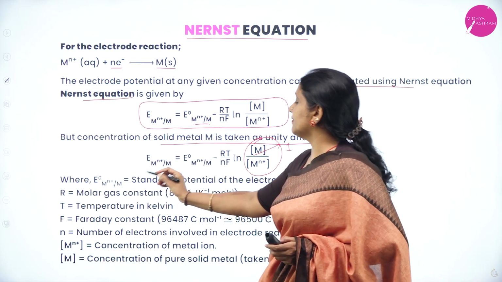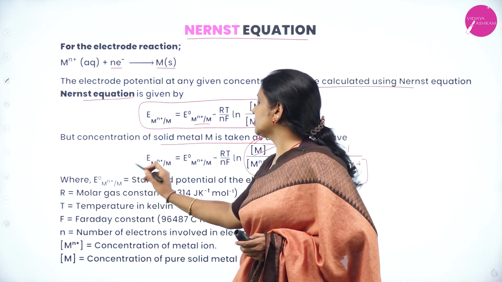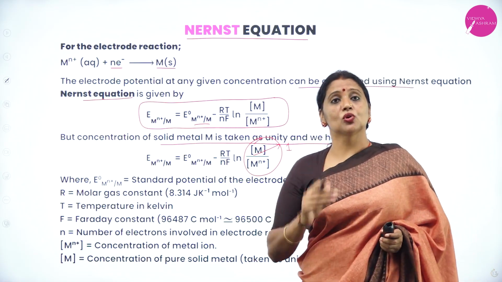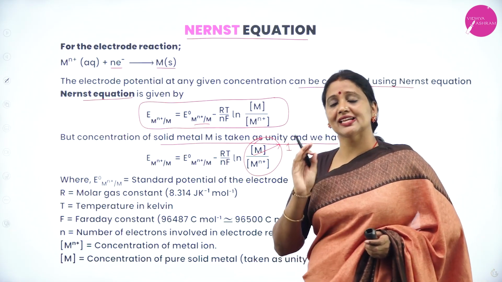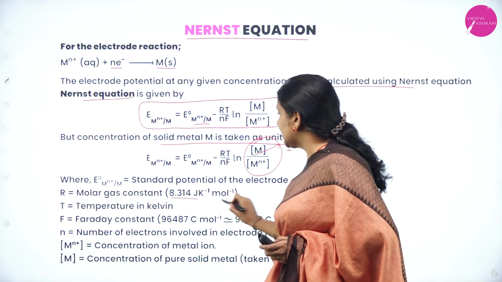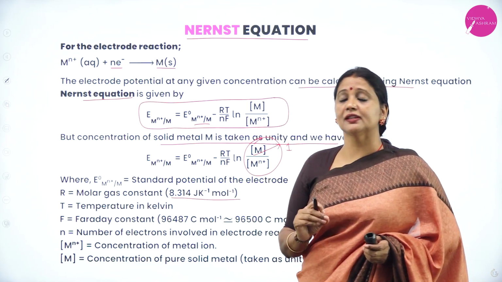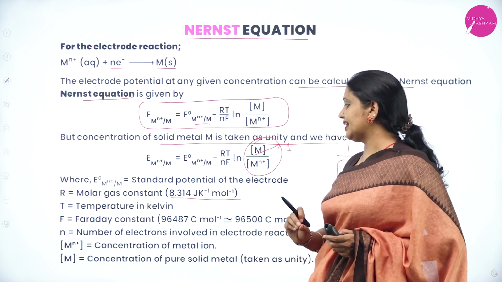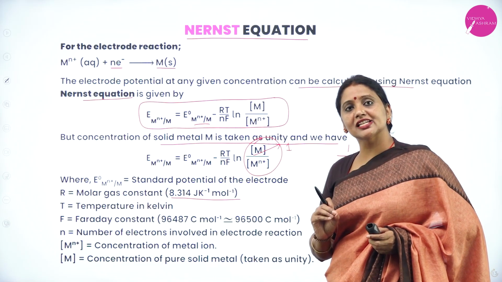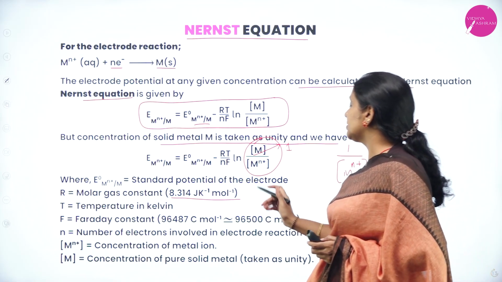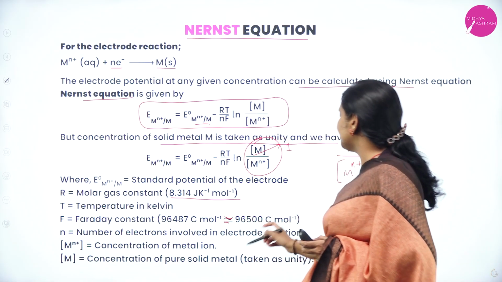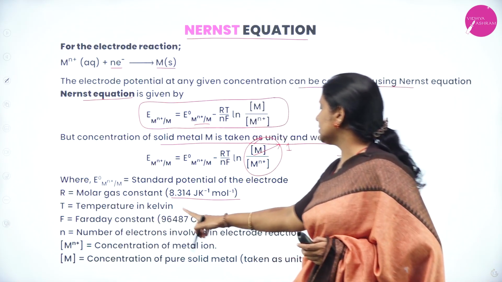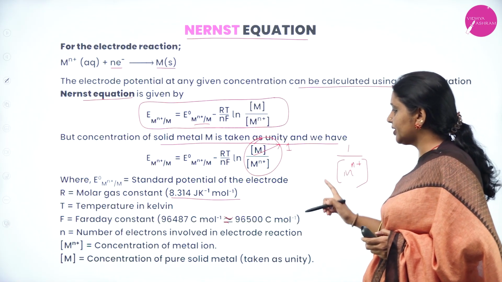In this equation, E0 of the metal electrode is the standard potential of the electrode. R is the molar gas constant, or universal gas constant, whose value is 8.314 joule per Kelvin per mole. T is the temperature in Kelvin. F is the Faraday constant, equal to 96,487 coulomb per mole, which is approximately 96,500 coulomb per mole. n is the number of electrons involved in the electrode reaction.